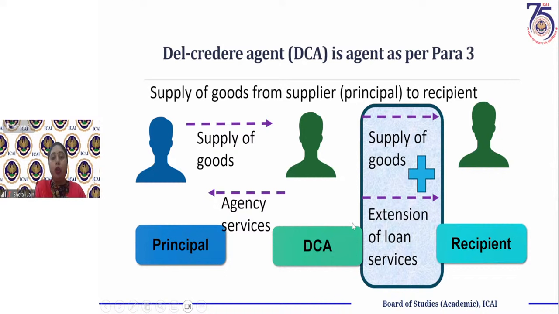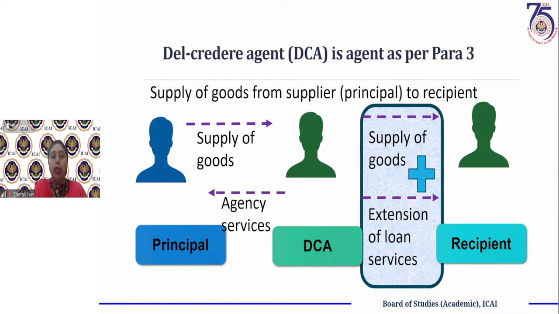Here the main supply is supply of goods. The Del Credit agent has to supply goods to recipient, and for ensuring that he receives payment on time, he has given this loan service also to recipient. So this is an ancillary service which he has provided along with supply of goods. The value of loan service will be included in the value of supply of goods. Here it is being included by virtue of section 15 also.